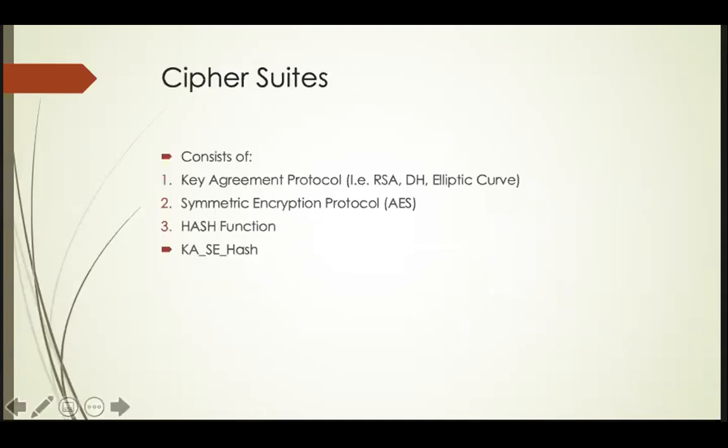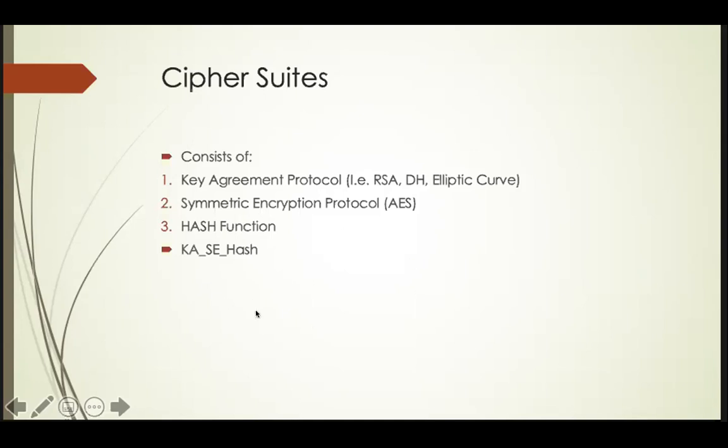Okay, now what is a cipher suite anyway? The cipher suite usually consists of three different things. The first thing is the key agreement protocol, which is something like RSA, Diffie-Hellman, elliptic curve, and so on. Then there is a symmetric encryption protocol, which is usually AES or stuff like that. Finally, there is a hash function involved. So it's basically something like this: KASE hash and so on.